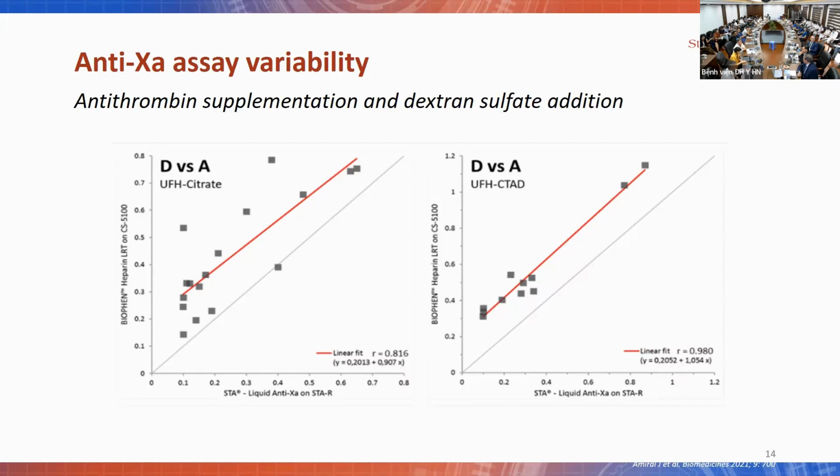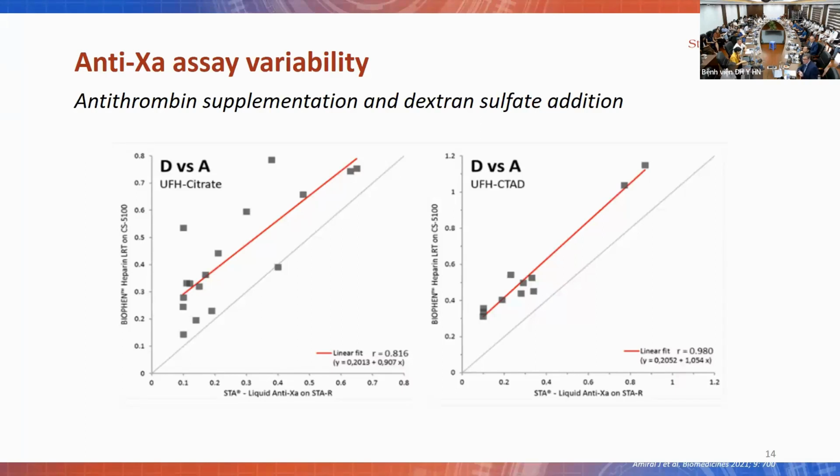So what is dextran sulfate? Dextran sulfate is a chemical substance that is added to the reagent in order to improve its stability. But in fact, it also has some side effects. One of the side effects is that, as I mentioned in one of my first slides, heparin will bind to various cells and proteins and then be inactive. And dextran sulfate, when it is present in the reagent, will free heparin from this binding to cells and proteins. And then you will artificially increase the anti-Xa activity that you measure with your assay.